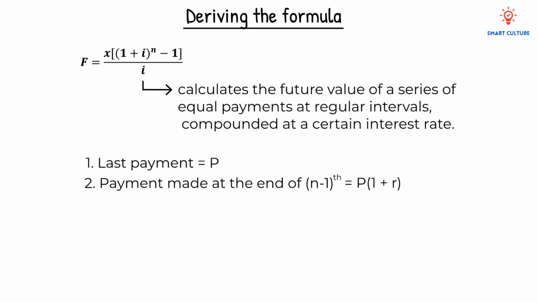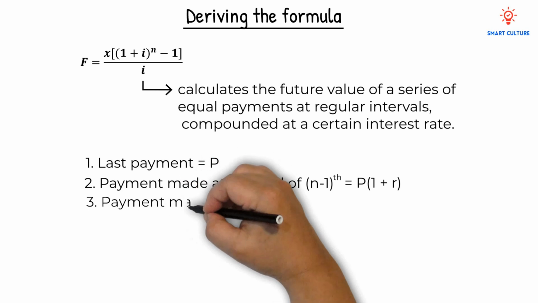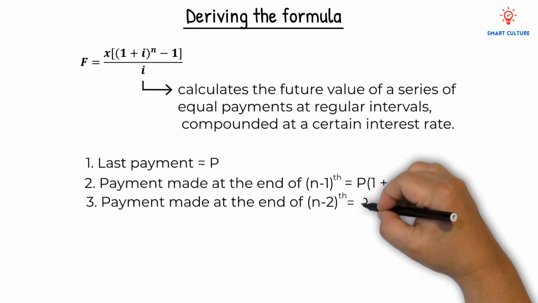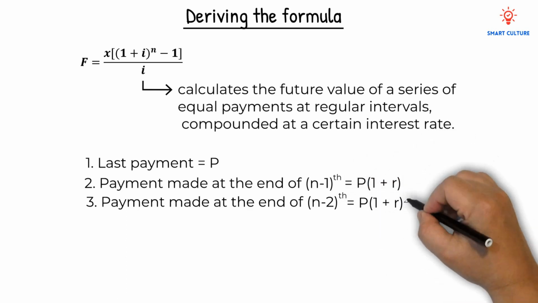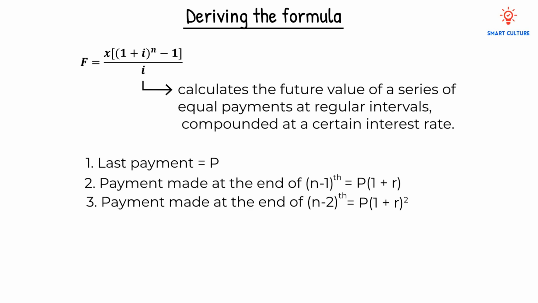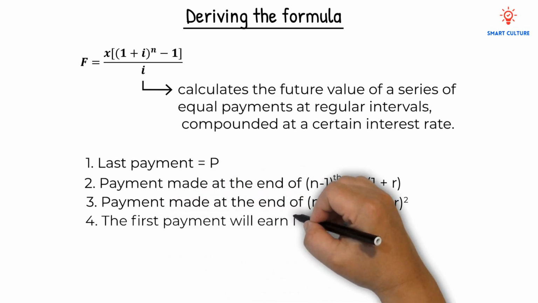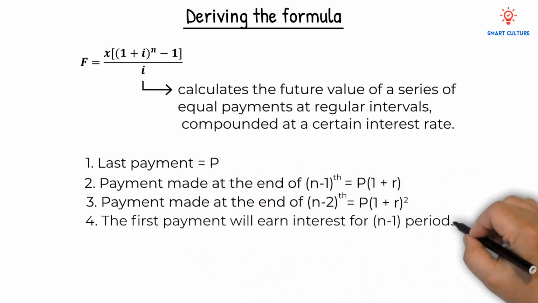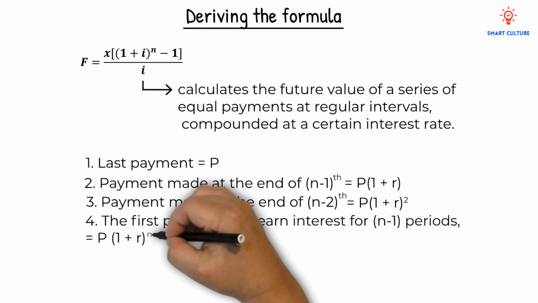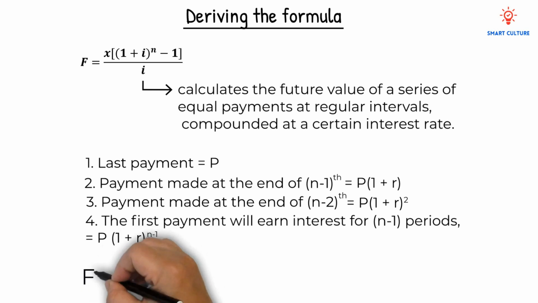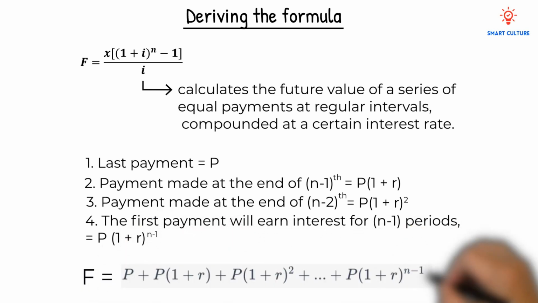The payment made at the end of the n-2th period will earn interest for 2 periods only, so the contribution will be P(1 + R)^2. Now the first payment will earn interest for n-1 periods, so its contribution will be P(1 + R)^(n-1). Now if you sum these contributions up, you get the total future value of the annuity.